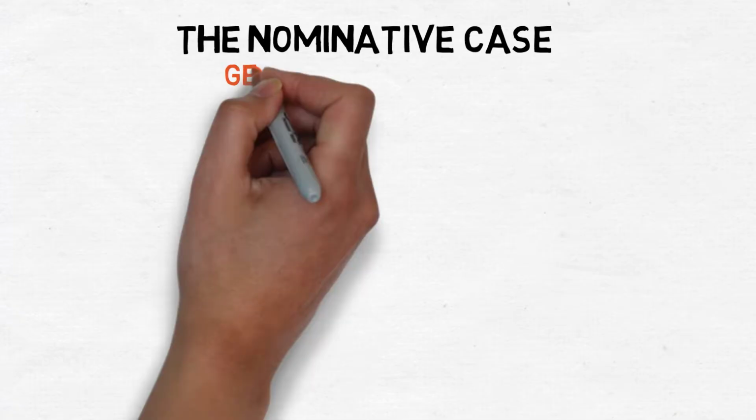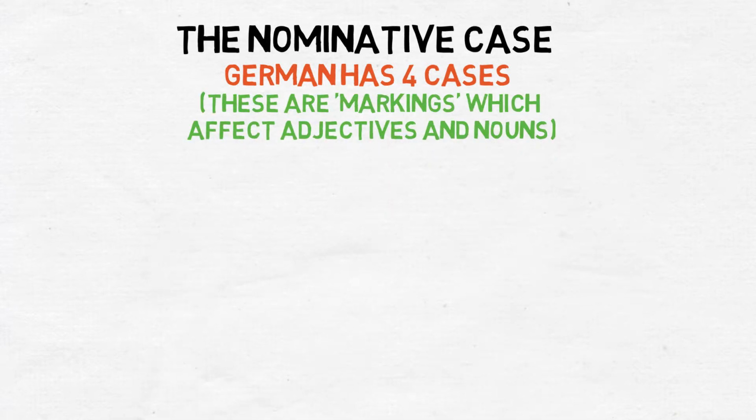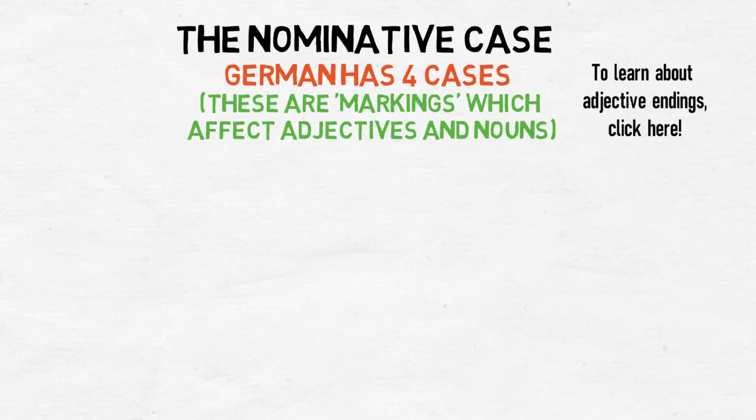In this lesson we'll be discussing the nominative case, and in order to explain this properly, I will need to briefly explain the case system and what a case actually is. In German there are 4 cases, which are grammatical markings used in various different situations. When a case changes, there are changes in the grammar of the language. Cases affect adjectives and nouns. In this video, I'll be talking about nouns and how they change. If you need to know about adjective endings, which are a little bit more complicated, please watch the 6th video in this series by clicking here.